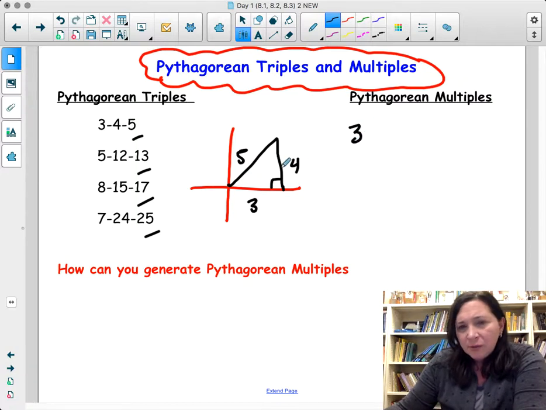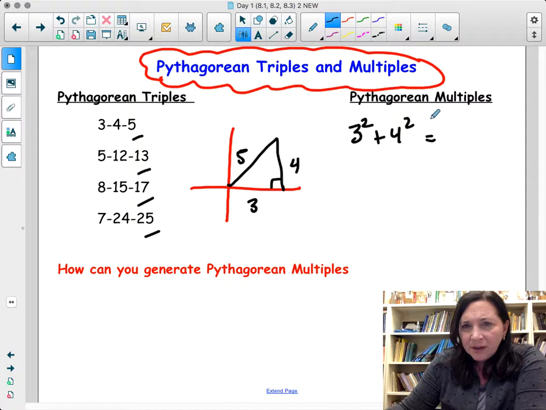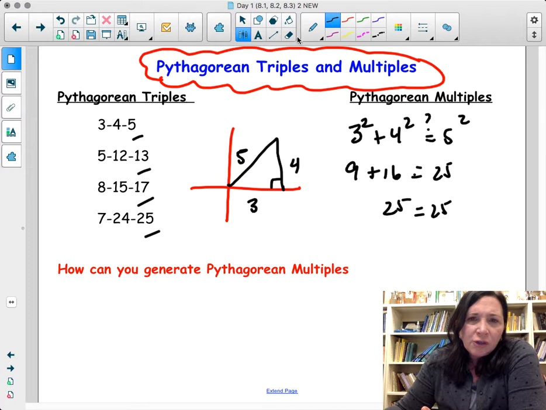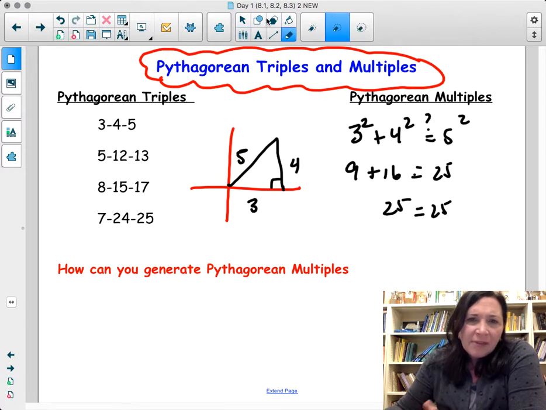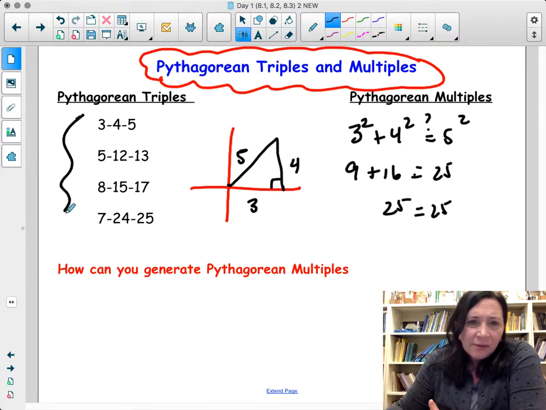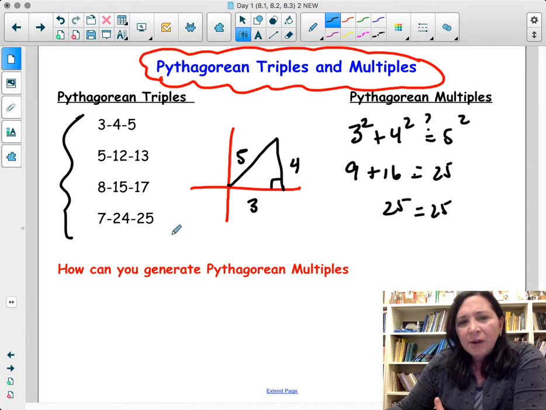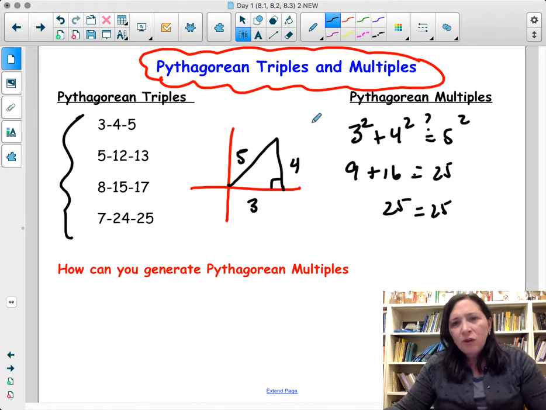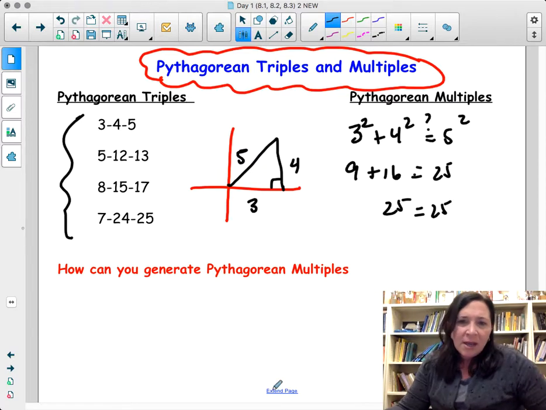If I wanted to prove that, I'd go 3 squared plus 4 squared. Does that equal 5 squared? So we have 9 plus 16. Does that equal 25? And 25 is equal to 25. So these are triplets. Triplets are basically a set of 3, and they're numbers that you see really frequently when you're solving right triangles.